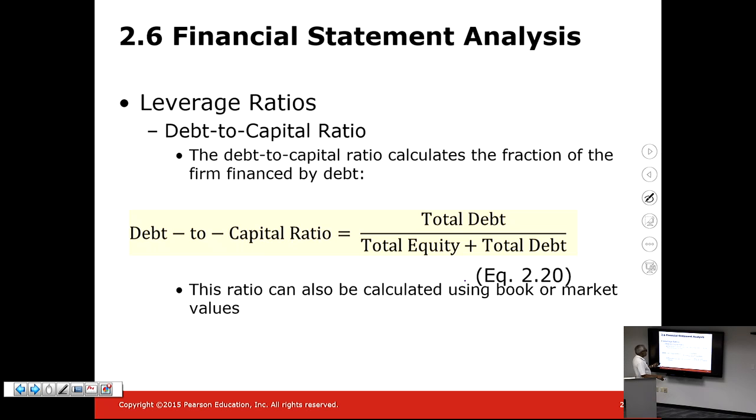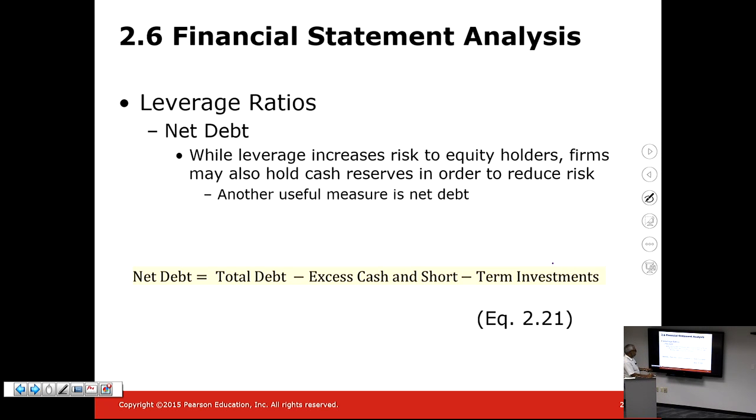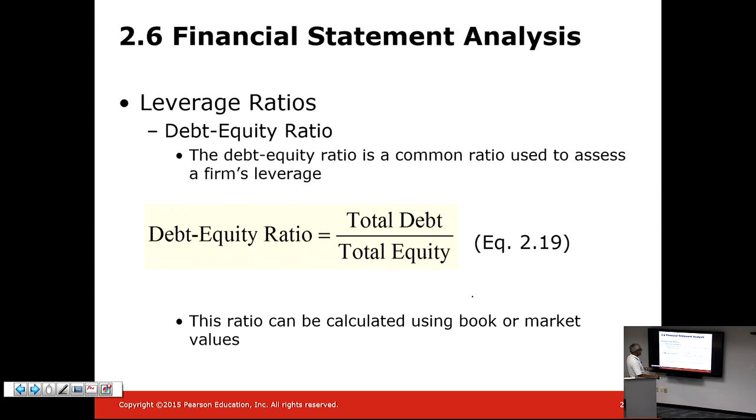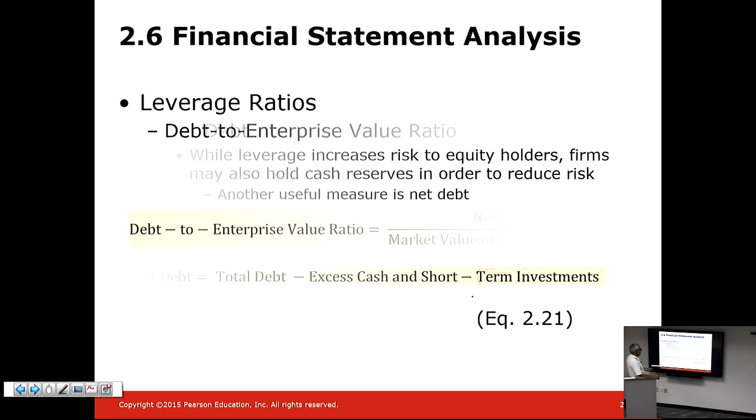We can also get debt to capital ratios. So now we are looking at debt as a percentage of both equity and debt, so as a percentage of the total capital. So it's the same idea. You can calculate net debt. You look at total debt, subtract excess cash and short-term investments out of it, so you can get net debt. But the more interesting ratios are debt to equity ratios and debt to capital ratios.